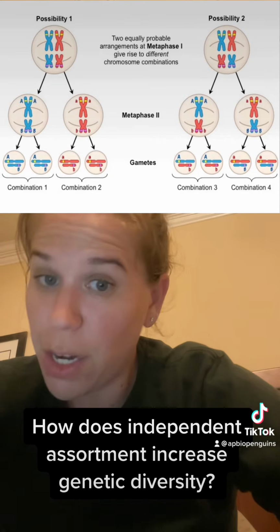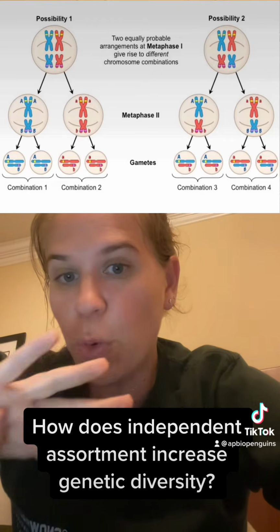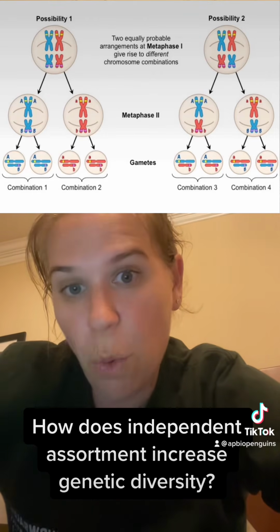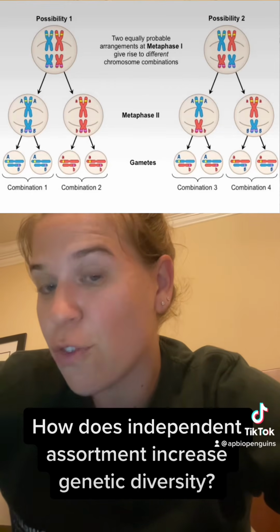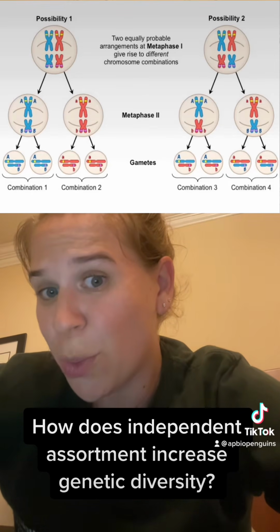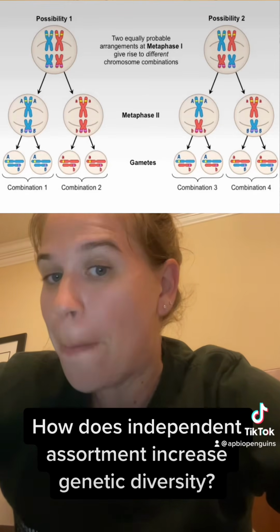Based on independent assortment, looking at this example, there's 4 different options. 2 to the 2 is 4. But in our case, we have 23 different pairs of chromosomes. So 2 to the 23 is 8.4 million different combinations, which is definitely genetic diversity.